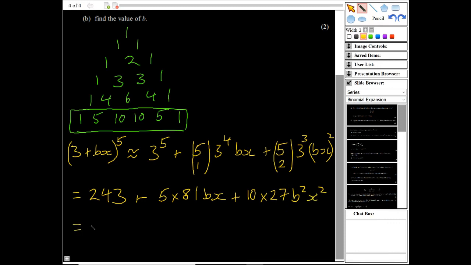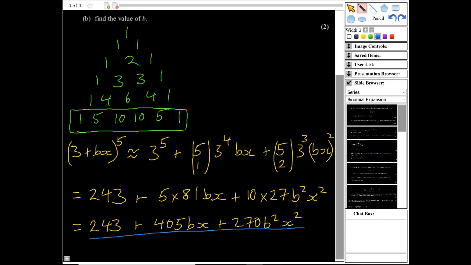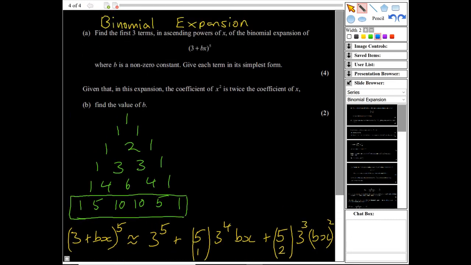So let's just simplify that a bit more. It's going to be 243 plus, and then 5 times 81 is going to be 405bx, and then 10 times 27 is going to be 270b squared x squared. All right, so that should be my solution. So I'm just going to underline that. That's my solution to part A. So if we go back up, let's just check what we've got here.